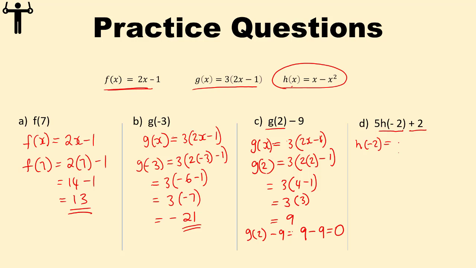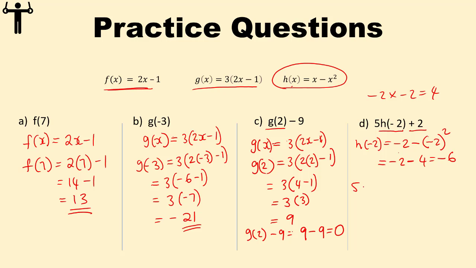So we have x first, so minus 2, then minus 2 squared. Minus 2 is still here. Now minus 2 squared is minus 2 times minus 2, which gives us positive 4. So let's write down positive 4. Minus 2 minus 4 gives us minus 6.